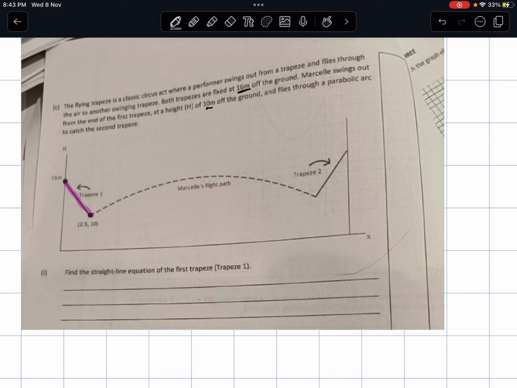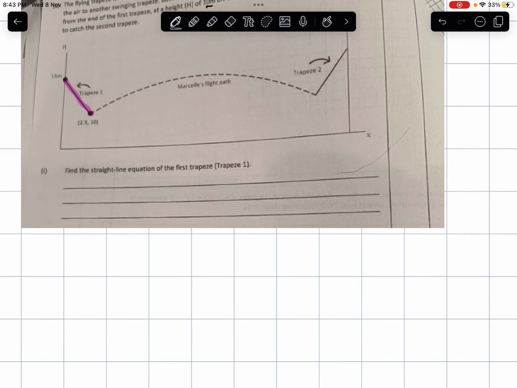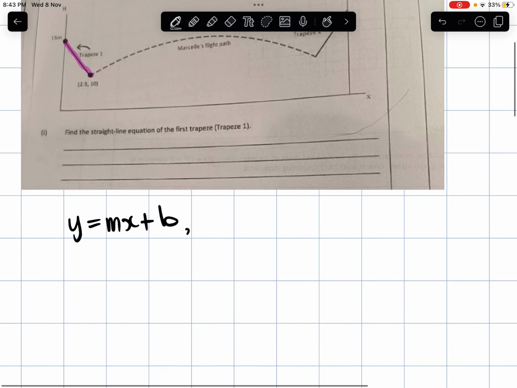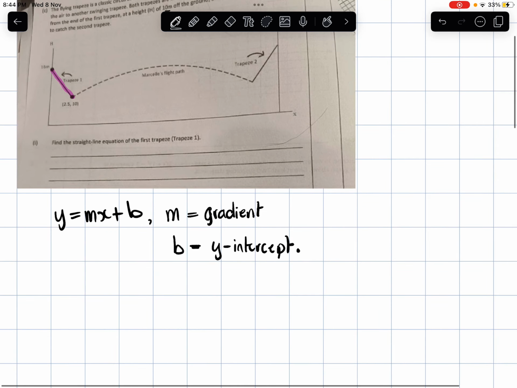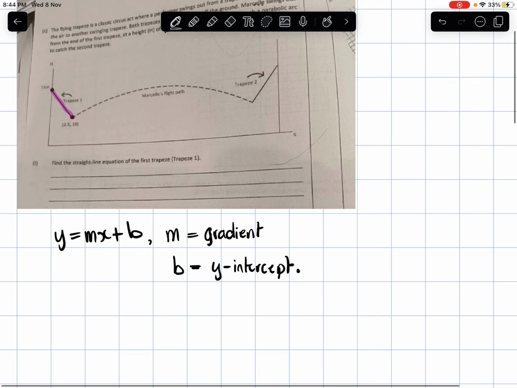So it's basically just saying find the equation of this line that runs down. And we know the equation of a line is in the form of y equals mx plus b, right? M is gradient and b equals y intercept. So I start off by working out the gradient because it's pretty simple to work out.